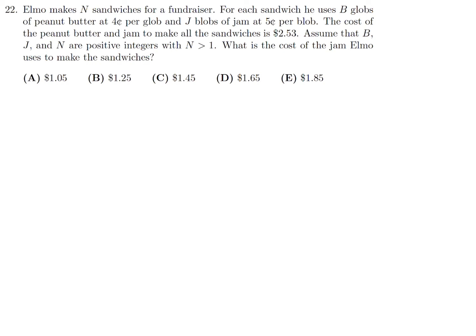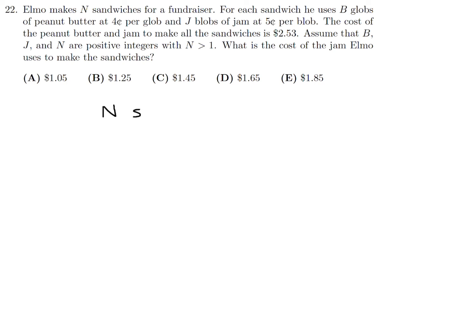Elmo makes N sandwiches for a fundraiser. For each sandwich, he uses B globs of peanut butter at 4 cents per glob and J blobs of jam at 5 cents per blob. The cost of the peanut butter and jam to make all the sandwiches is $2.53. Assume that B, J, and N are positive integers with N greater than 1. What is the cost of the jam Elmo uses to make the sandwiches?